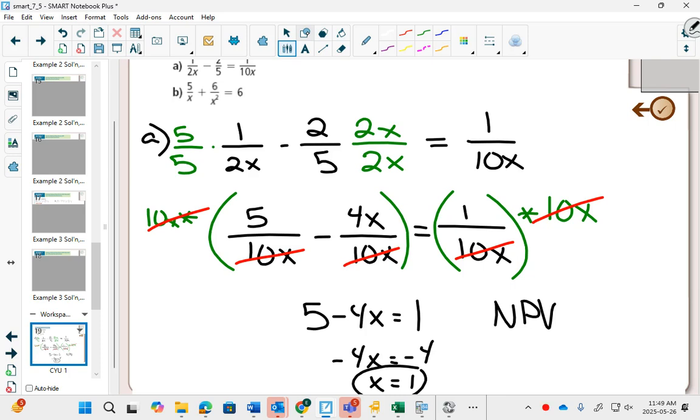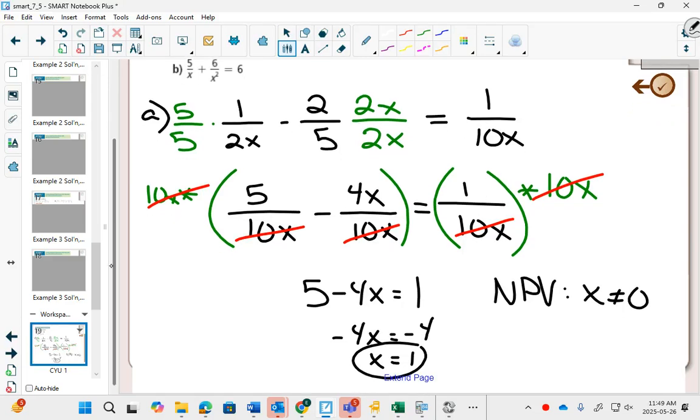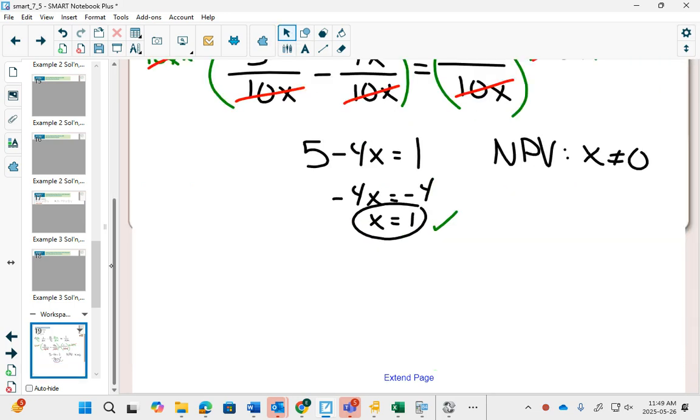Are we ever dividing with an x on the bottom? Yes. Our non-permissible value is x can't equal 0. So then I often add a little check mark beside the answer that I got to show that I checked it. It works. It's not my non-permissible value. So x equals 1 is a legitimate answer.